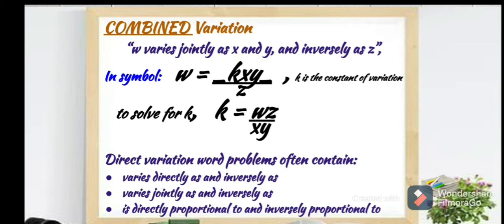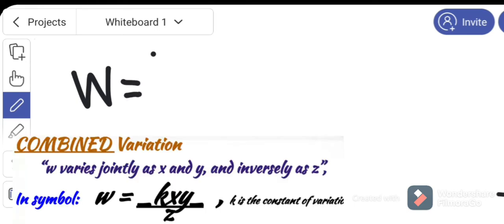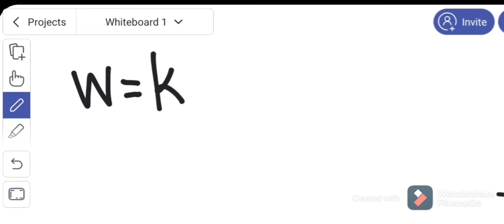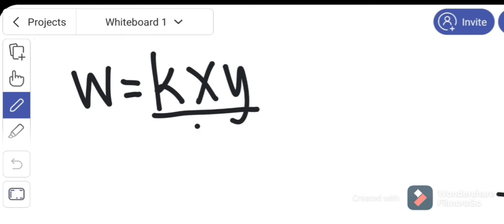W varies jointly as x and y and inversely as z. Now, if we're going to write this, w is equal to, varies jointly, so we are going to have the constant of variation k with the variables x and y because they are joined. And inversely, we will put that in our denominator z. This is now our formula, or the equation, for the given mathematical statement.